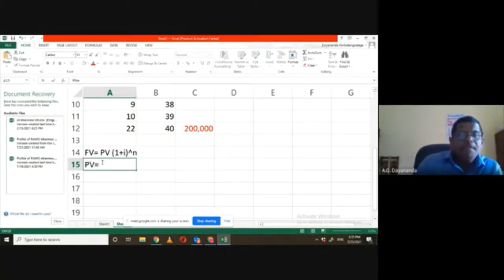Here, FV multiplied by 1 divided by 1 plus I. Can you remember this one? 1 plus I, and of course you have to put the power N.